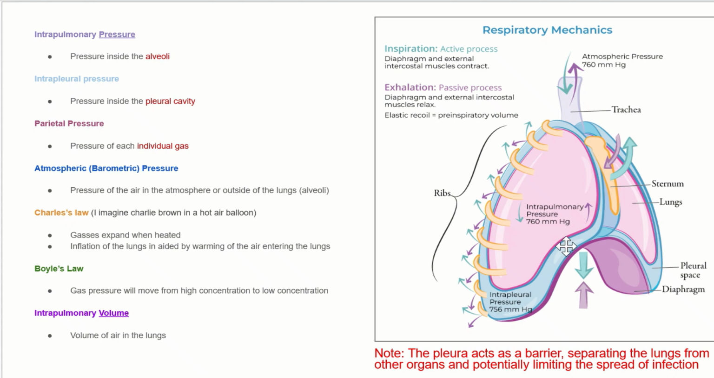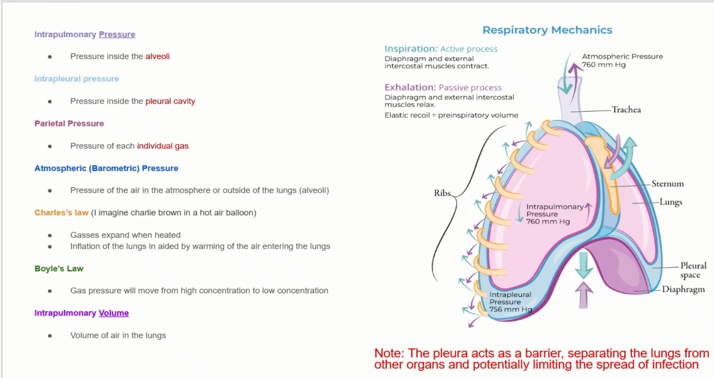This image as well right here just shows you the intrapulmonary pressure, the intrapleural pressure right there, the expansion of the lungs, and it color codes it with the arrows. So it's a very nice little visual aid to see, at least in my opinion.